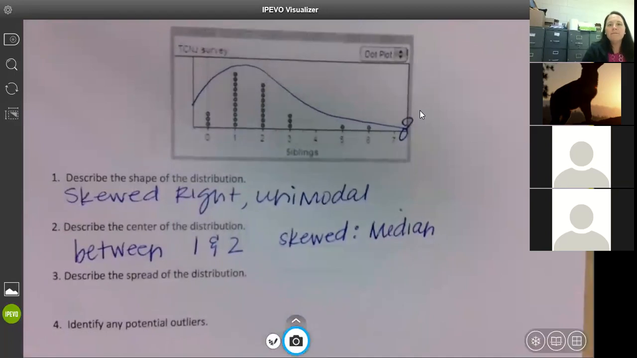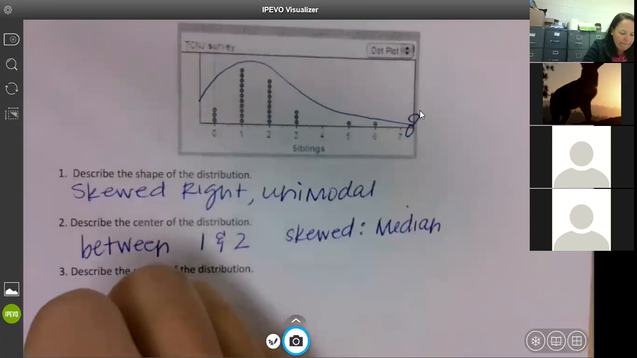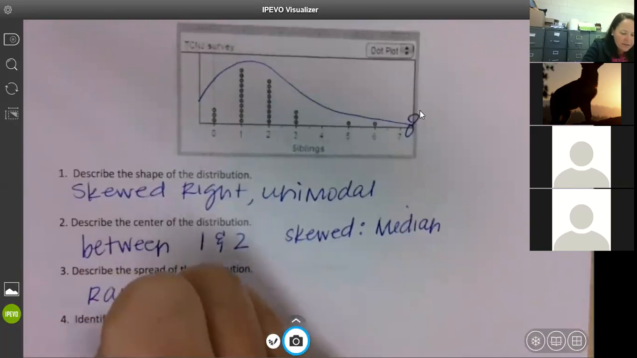Describe the spread. How far does it go? 7. Does it go to 7? Say it again. From 0 to 6. We don't have any dots on 7. This is called the range. You guys know that.